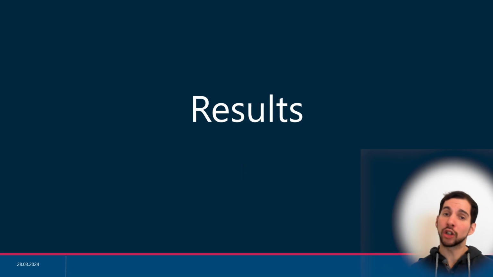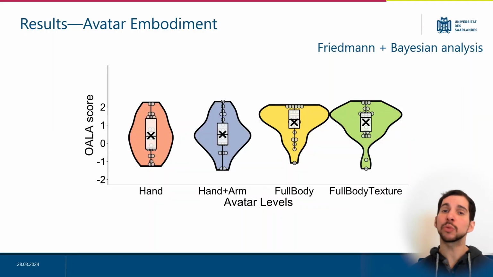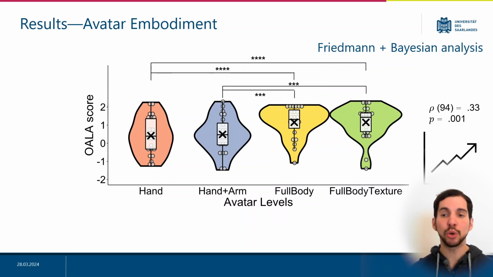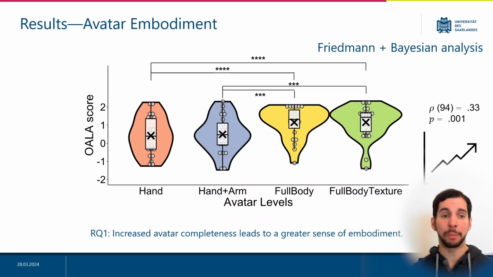So next I'm going to talk about our results. First we analyzed the level of embodiment felt towards an avatar using a non-parametric Friedman test and Bayesian statistics. Overall, we found that increasing the level of avatar completeness significantly increased the sense of embodiment. And this is in line with previous results in the field, but was a prerequisite to ensure that our renderings elevate the sense of embodiment. Thus, we can confirm our research hypothesis 1.